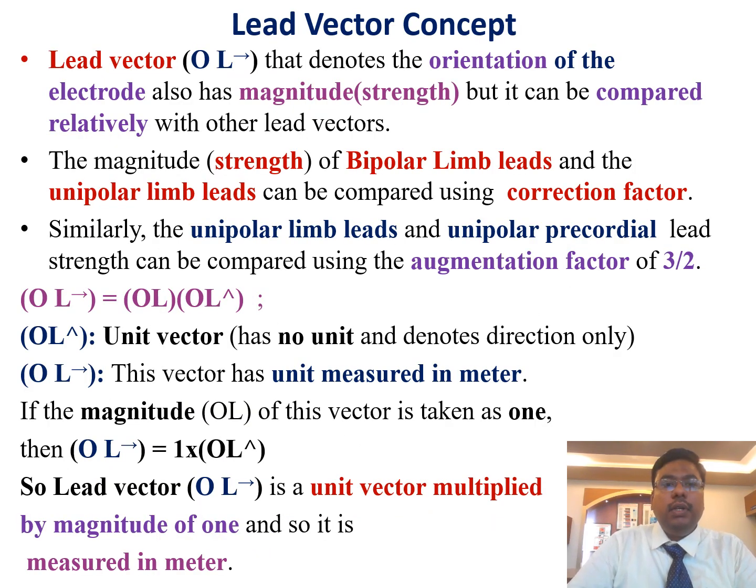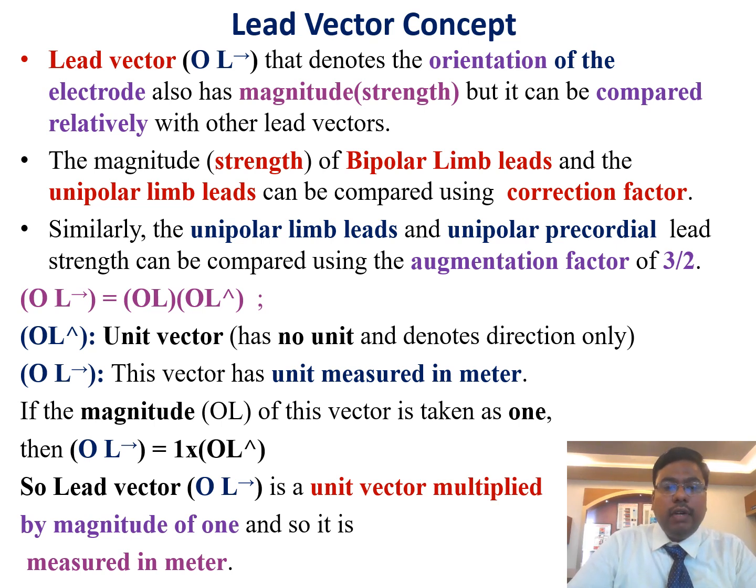Lead vector concept. Lead vector OL vector denotes the orientation of the electrode, and also has magnitude or strength, but it can be compared relatively with other lead vectors. So the magnitude or strength of the bipolar limb leads and the unipolar limb leads can be compared using the correction factor 1.154. Similarly, the unipolar limb leads and unipolar precordial lead strength can be compared using the augmentation factor.